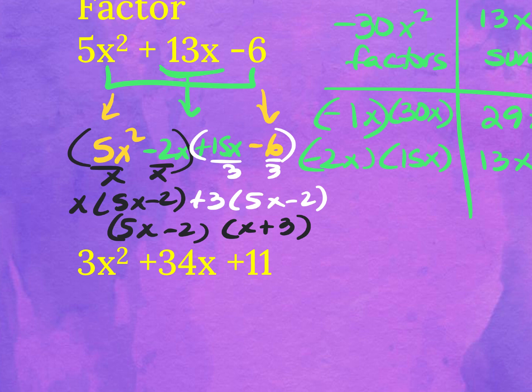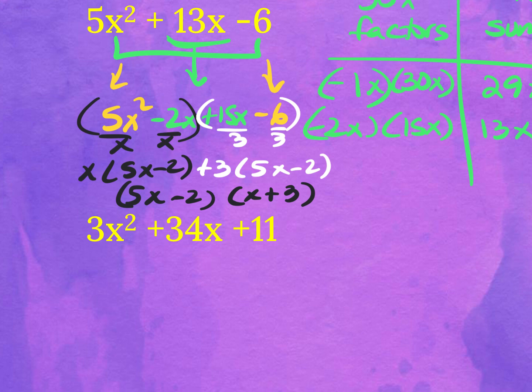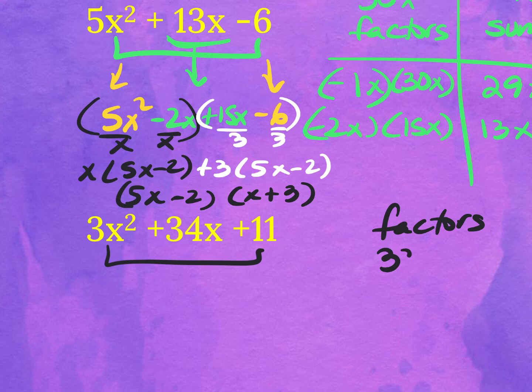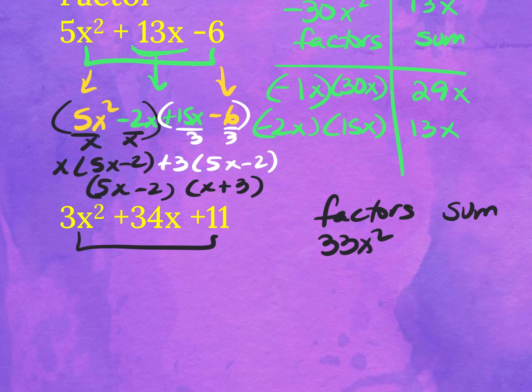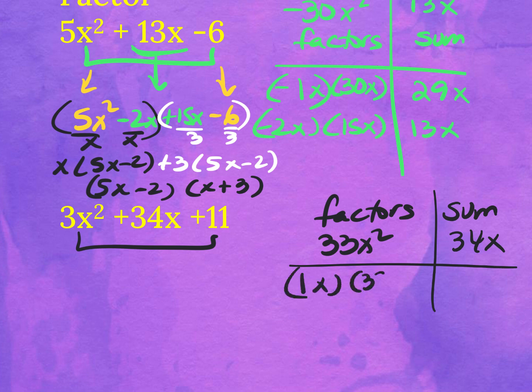The next one, notice I cannot divide by a GCF here. So again, it's just day 2 homework again. I'm just going to factor by grouping. So multiply. So factors of 33x squared that are going to sum to the middle, which is 34x. Never overlook the obvious, the very first one. So this is just 1x times 33x, because that'll give me the 34x. So sometimes it's that easy.